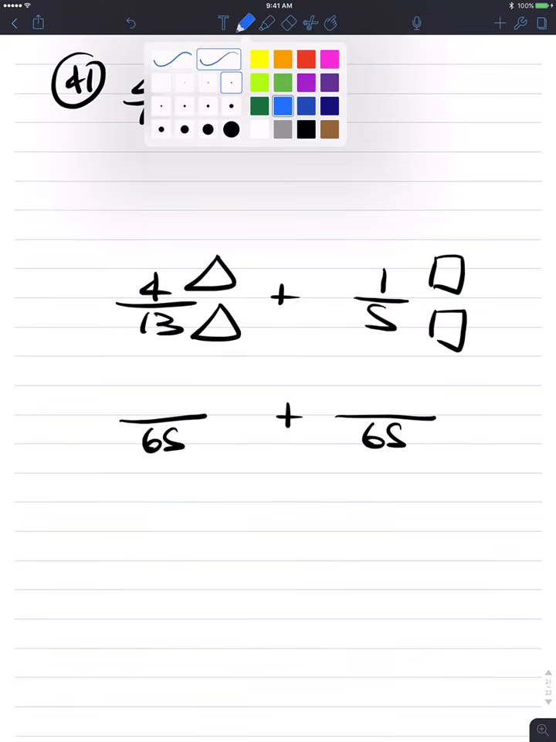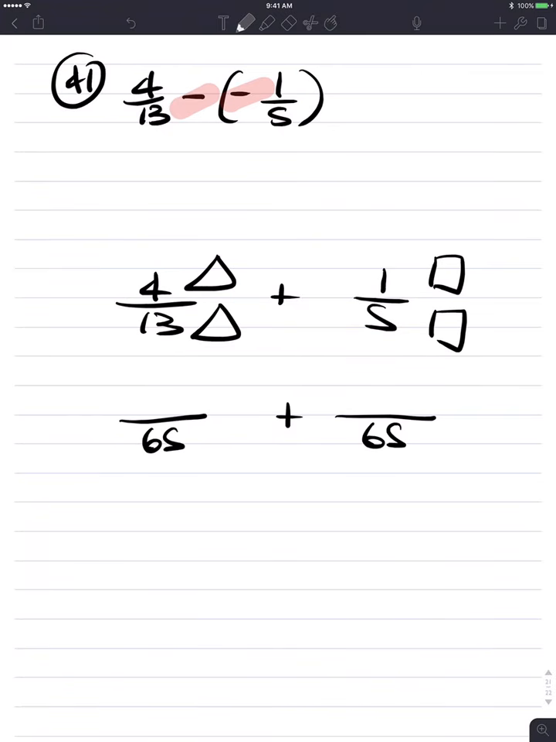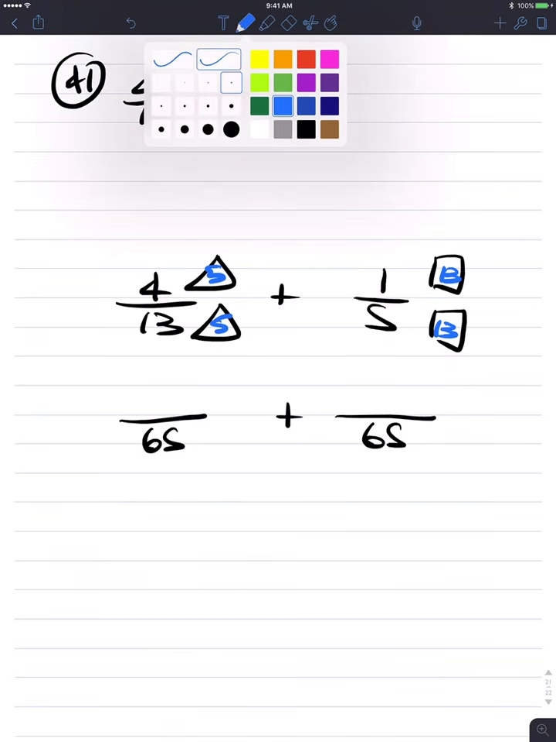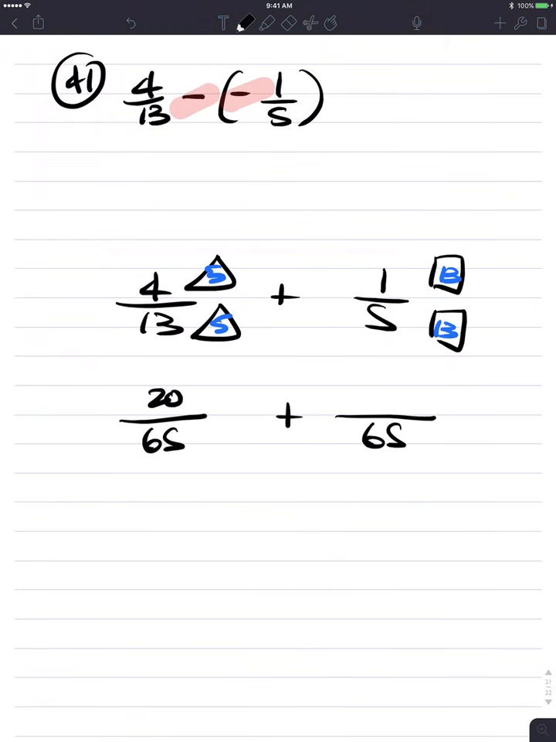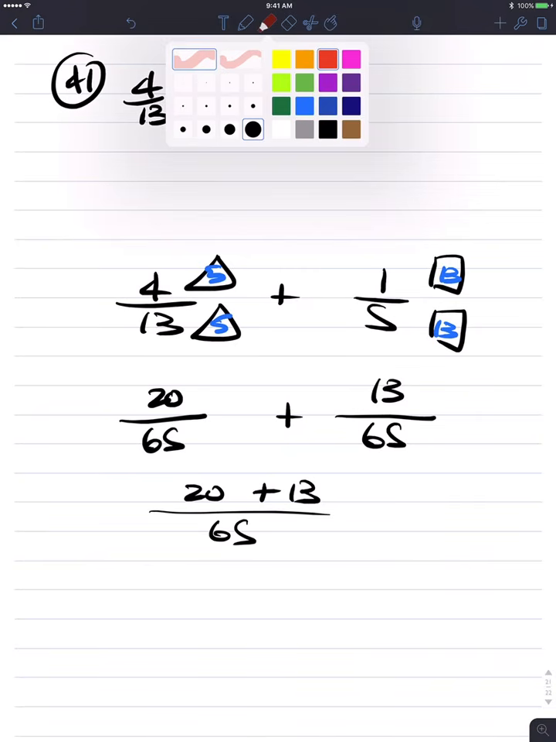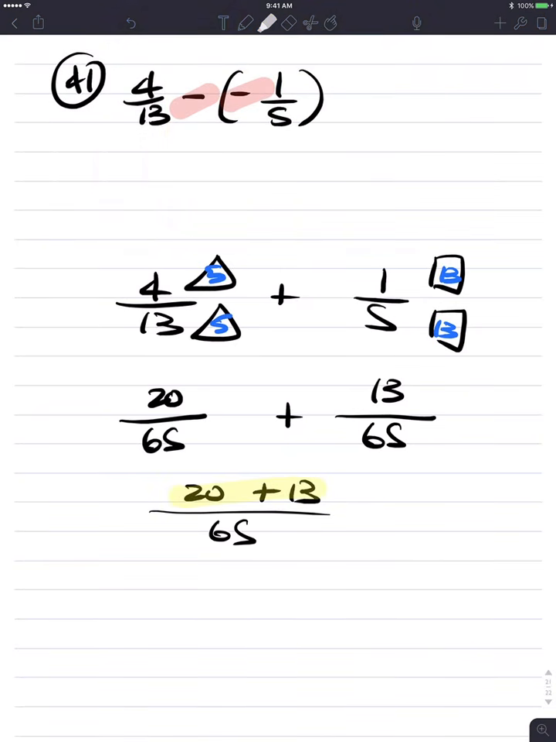We have to determine what goes in our triangles and our squares. 13 times 5 is 65, and 5 times 13 is 65. So what this means is 4 times 5 is 20, and 1 times 13 is 13. 20 plus 13 over 65. I perform my arithmetic on top in the numerator position. 20 plus 13, and we get 33 over 65.